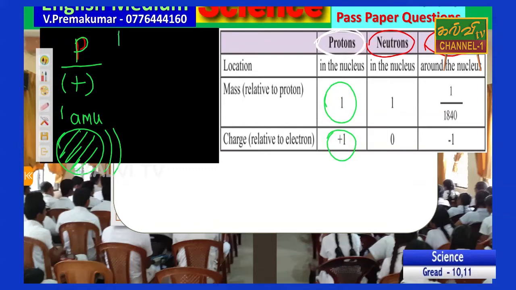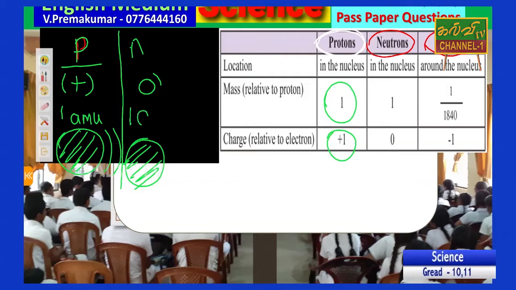Neutrons are also available inside the nucleus, and have no charge. The mass is also 1 AMU, atomic mass unit, that is value 1. This is especially for neutrons.